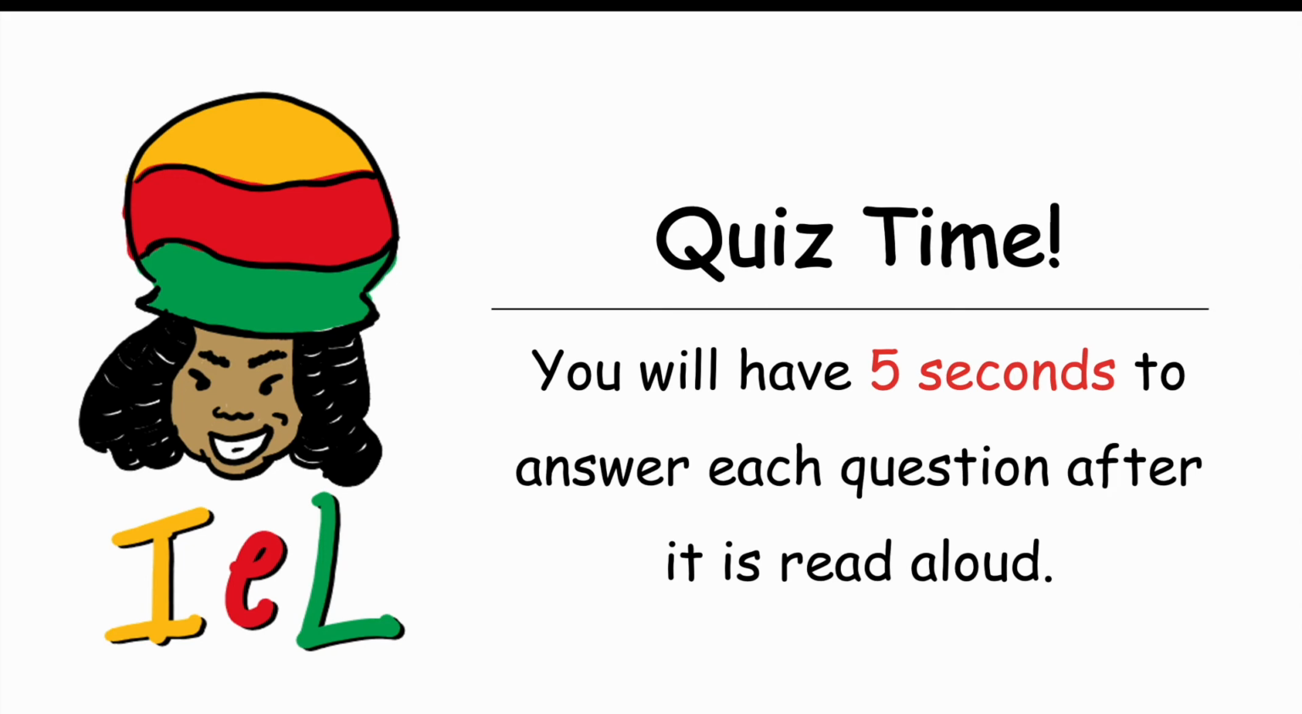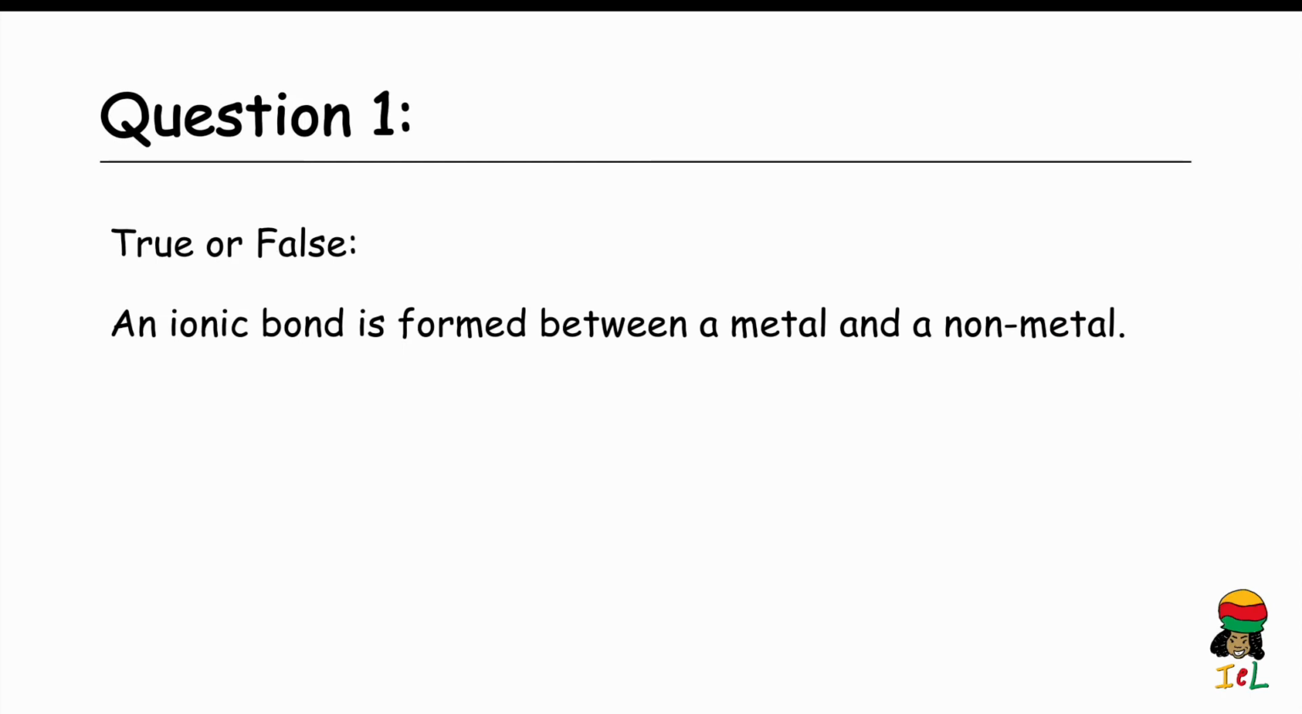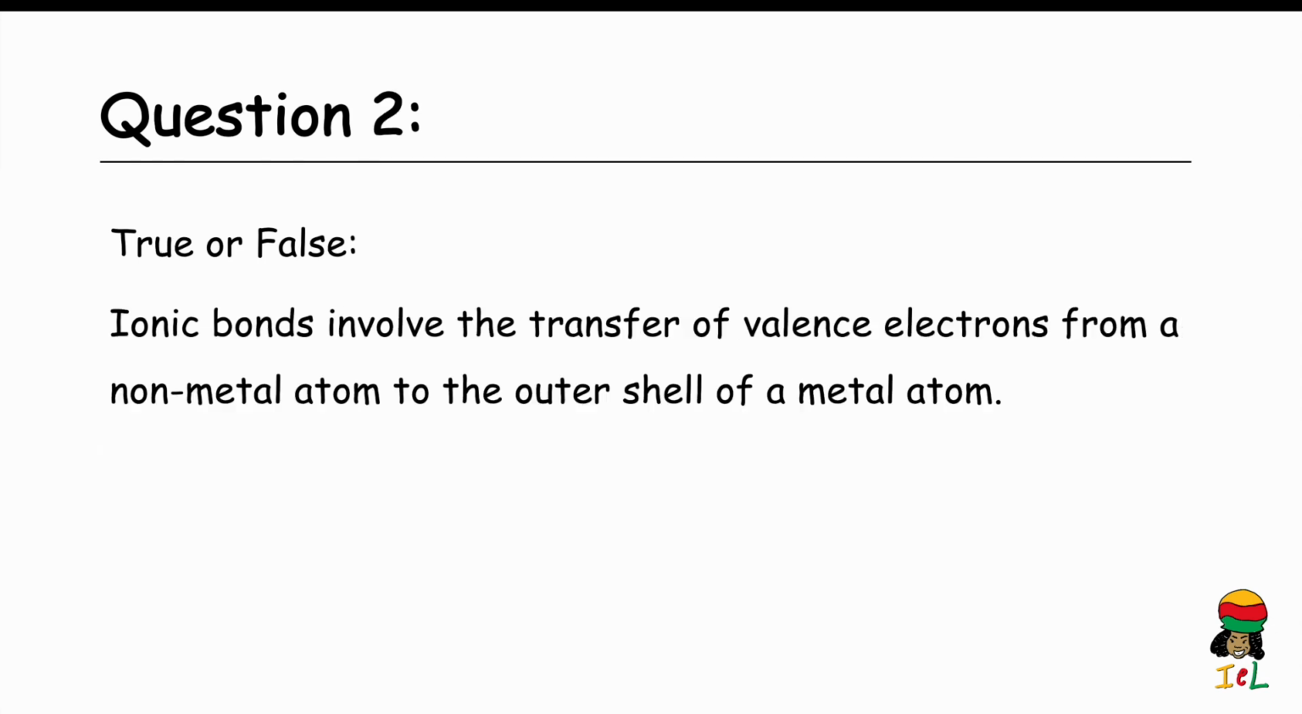It's quiz time. You have 5 seconds to answer each question after it is read aloud. Question 1. True or false? An ionic bond is formed between a metal and a nonmetal. The answer is true.